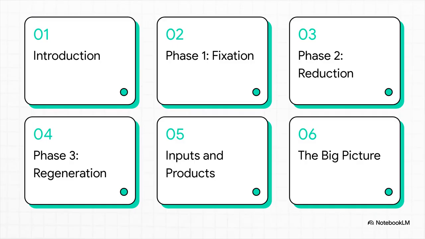Let's quickly look at our roadmap for today. We'll start with an introduction to the Calvin cycle. Then we're going to walk step by step through its three phases: carbon fixation, reduction, and regeneration. Finally, we'll summarize the inputs and products and zoom out to look at the big picture.